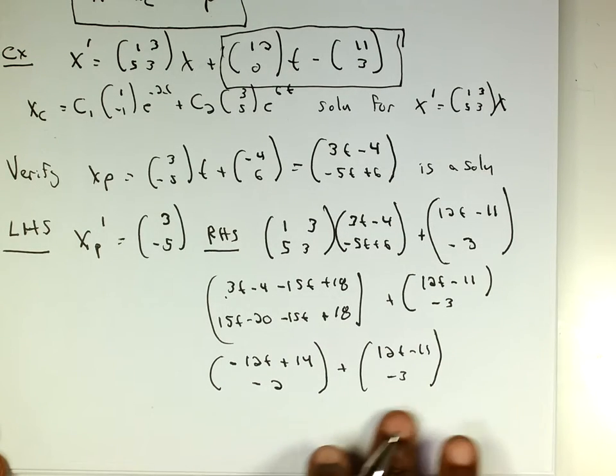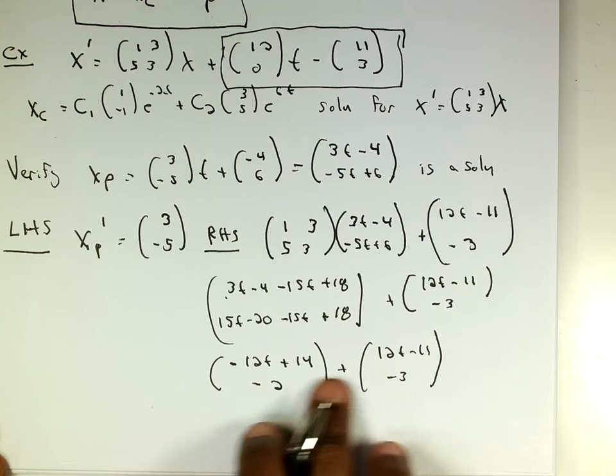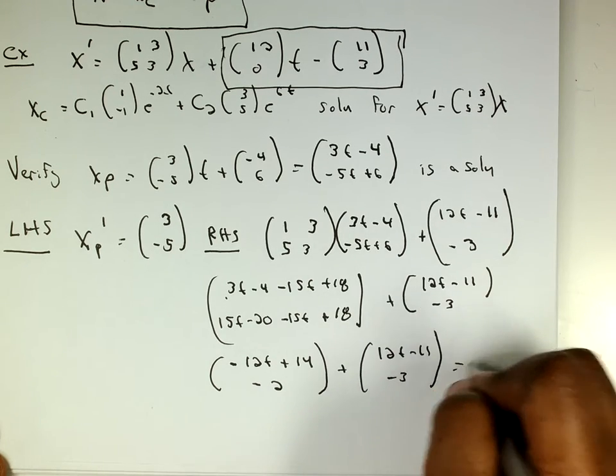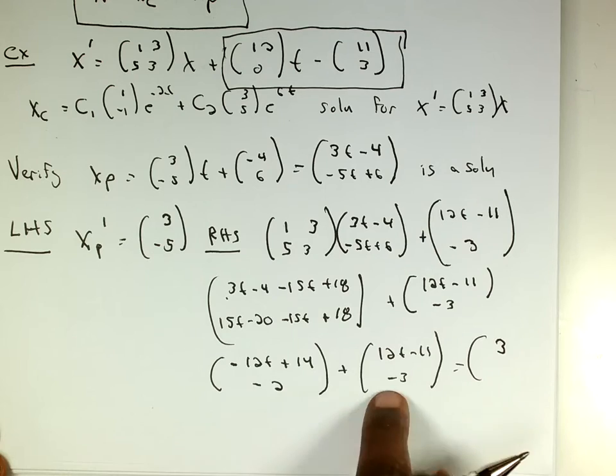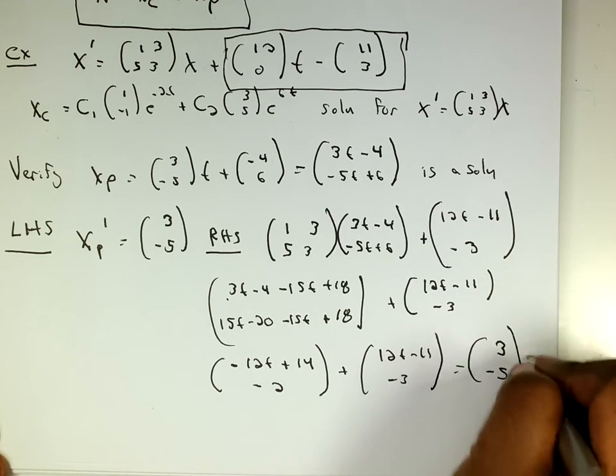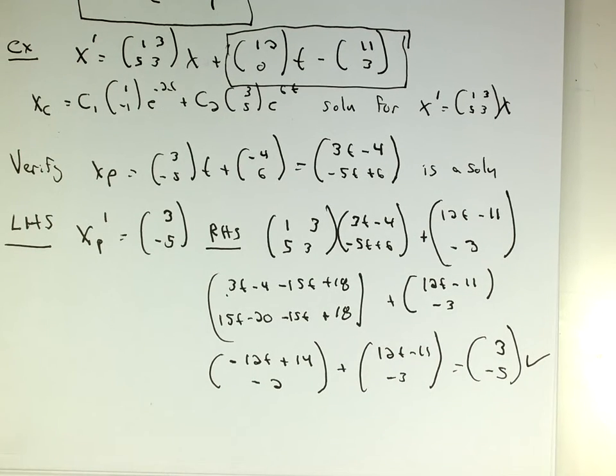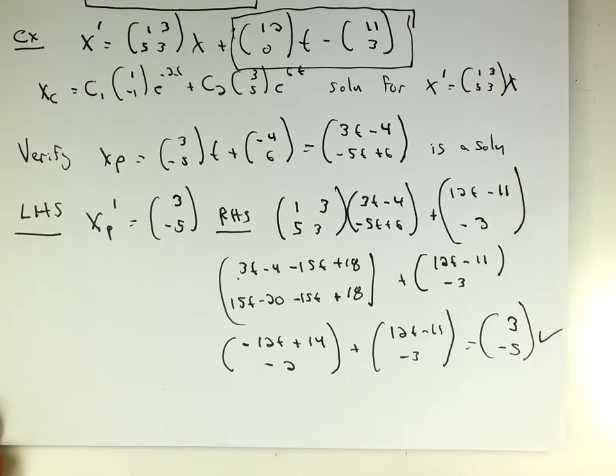Alright, so I add these two together. Negative 12t and 12t cancel. I get 14 minus 11, which is 3. And negative 2 and negative 3 on the bottom is negative 5. So I verified that that is a solution.